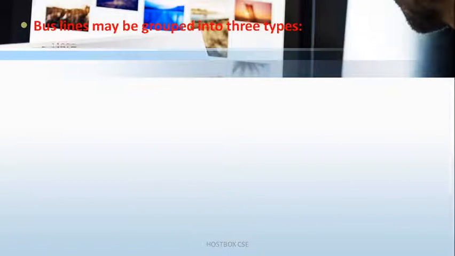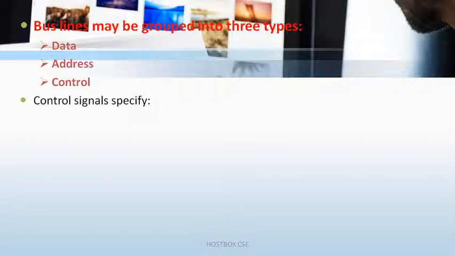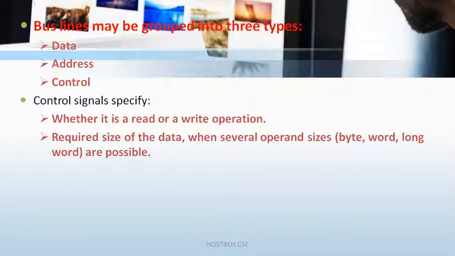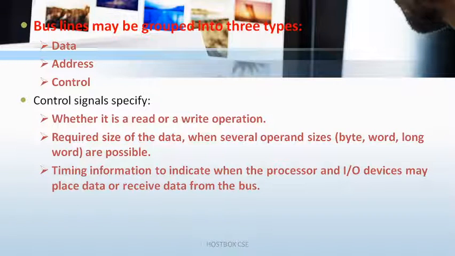Bus lines may be grouped into three types: data, address, and control. Please kindly check the playlist for the continuation. The control signals specify whether it is a read or a write operation, the required size of data when several operand sizes are possible, and timing information to indicate when the processor and I/O devices may place data on or receive data from the bus. In the upcoming session we will see the diagrams in the slides, and you can easily understand all the points clearly.